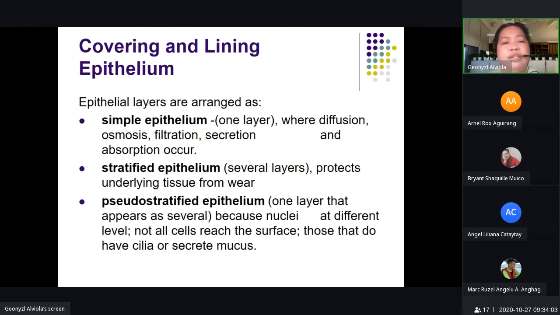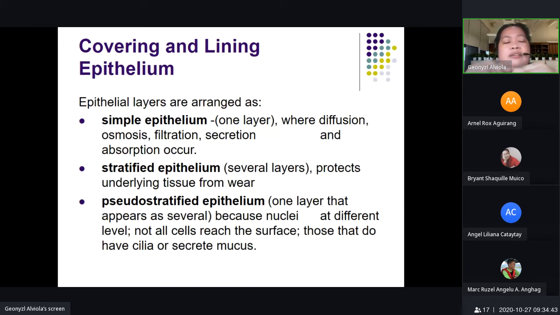Okay. Covering and lining epithelium. Epithelial layers are arranged as simple epithelium, stratified epithelium, and pseudostratified epithelium. This is how the epithelial tissues are classified. One classification is by the number of layers. The layers could be single, stratified, or pseudostratified. When we say pseudostratified, actually, they are just single layered.